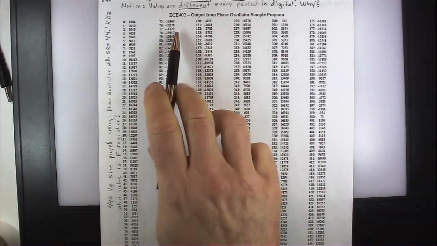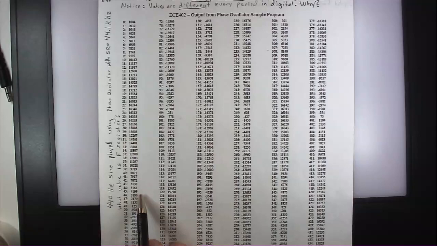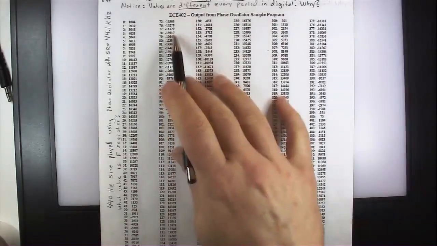So what happens here is at sample 0, you see these numbers go up. Now, I didn't scale these. I didn't divide by 2 to the 16th. We had 16-bit numbers in the waveform table, so I just showed them as integers. They go negative, then they go positive.